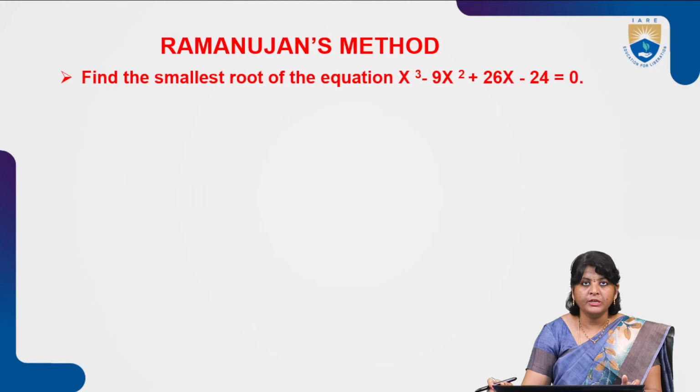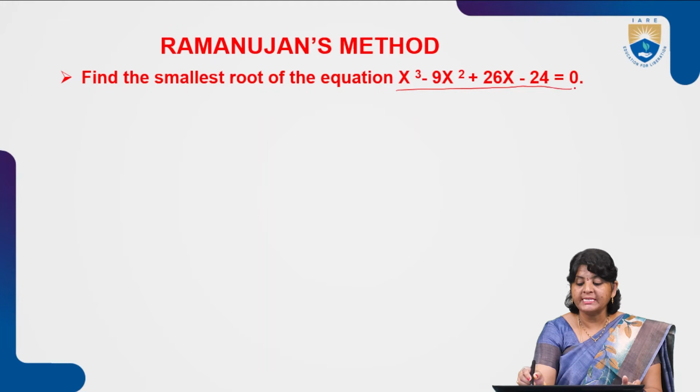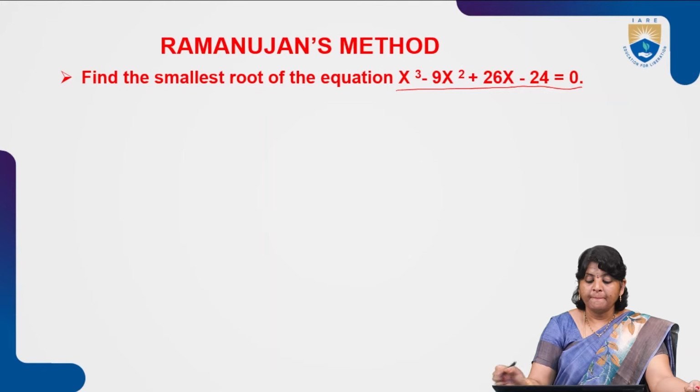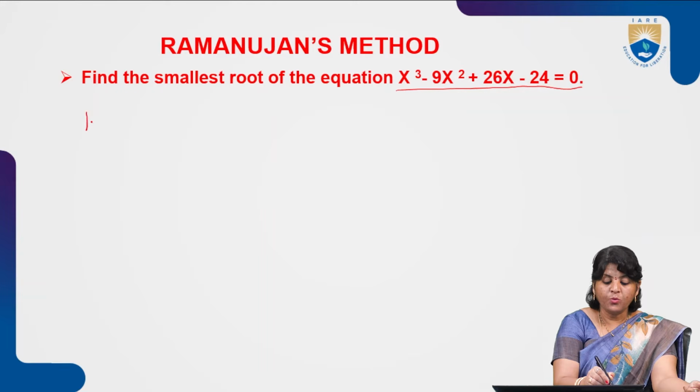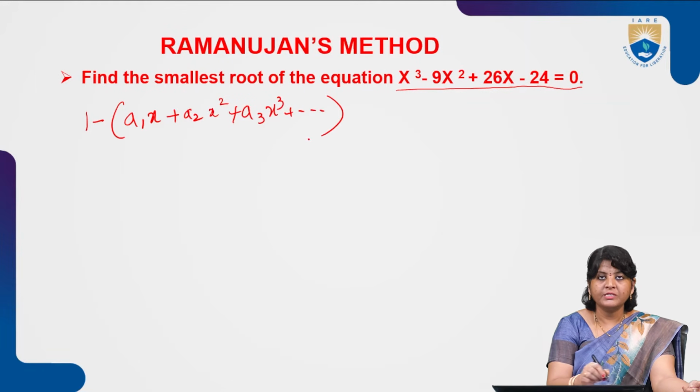Here is an example to find the smallest root of the given equation x cube minus 9x square plus 26x minus 24 is equal to 0. For this, we need to find the smallest root. Initially, we need to convert this into 1 minus of a1x plus a2x square plus a3x cube and so on. This format needs to be maintained.